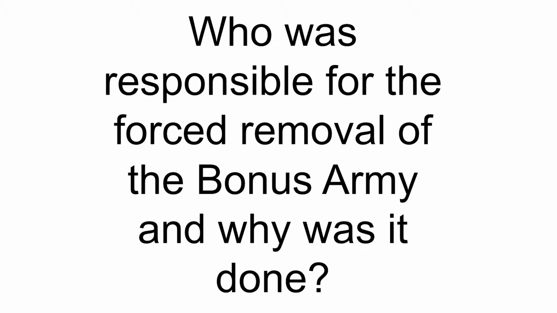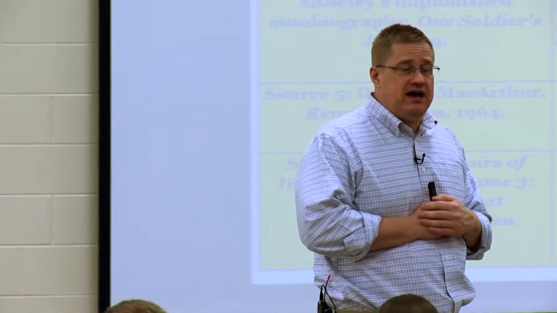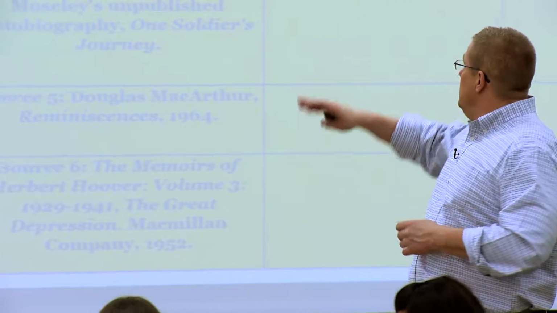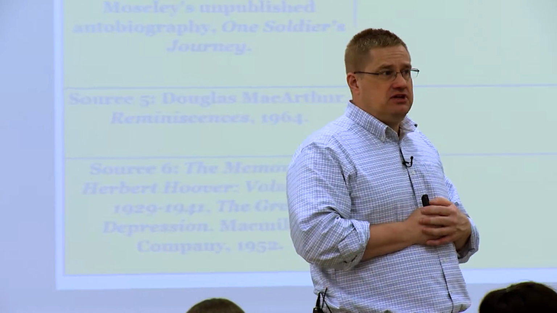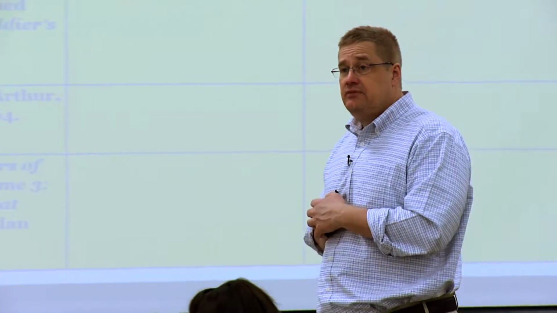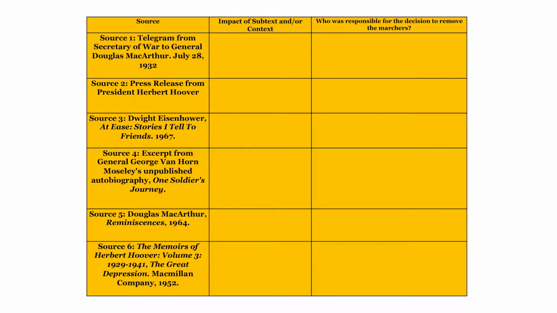So if you grab the source, on the back you'll see a chart like this. It's very similar to the one that you had for the Panama Canal. The first column is going to ask you about the subtext or the context. What do we know about your author? What's their background? What might have motivated them to produce this piece of information? And when was this particular piece of information created? And how might that time period impact your source? And then the last column is, based on your source, who's responsible for removing the Bonus Army and why was it done?